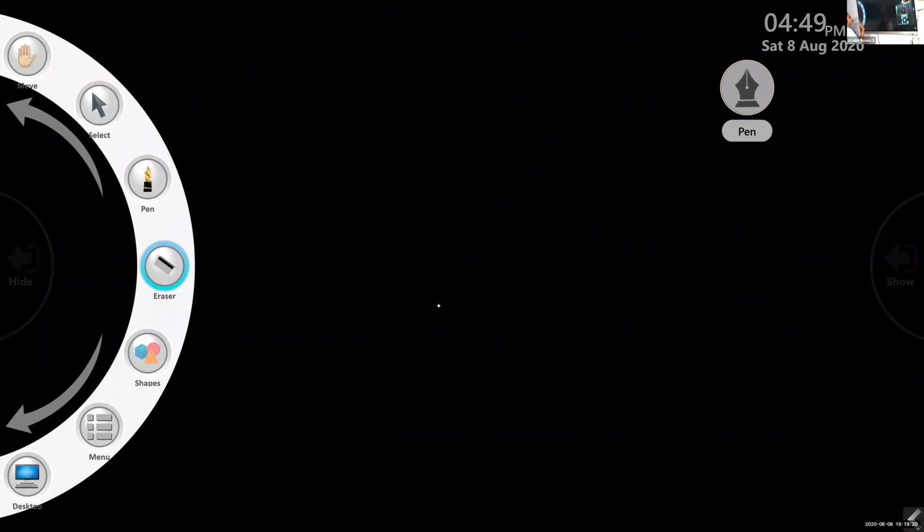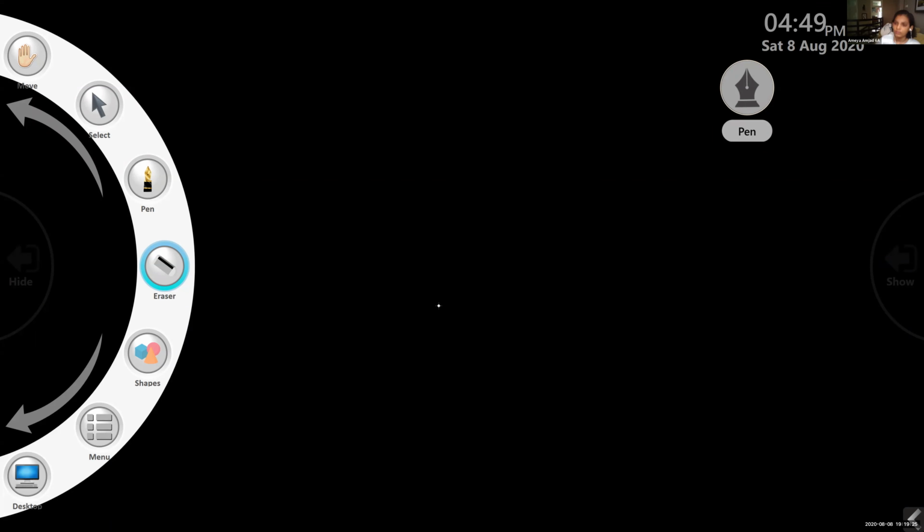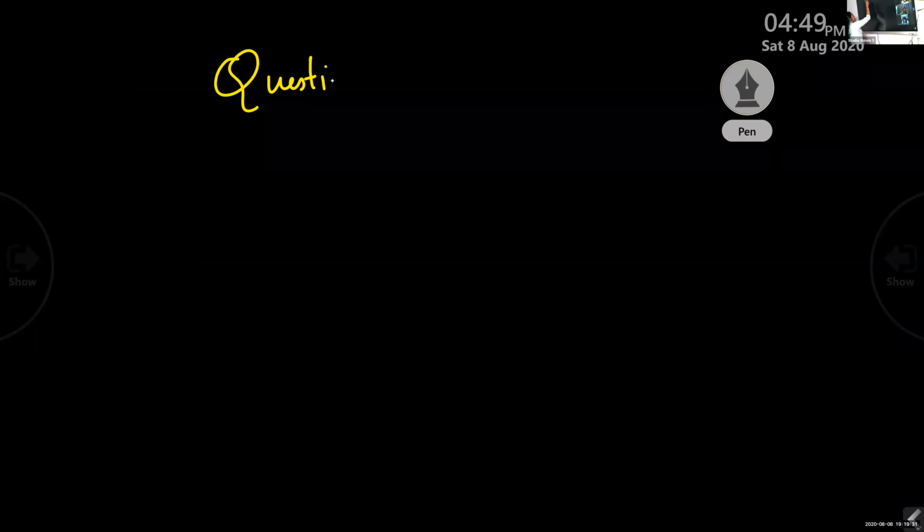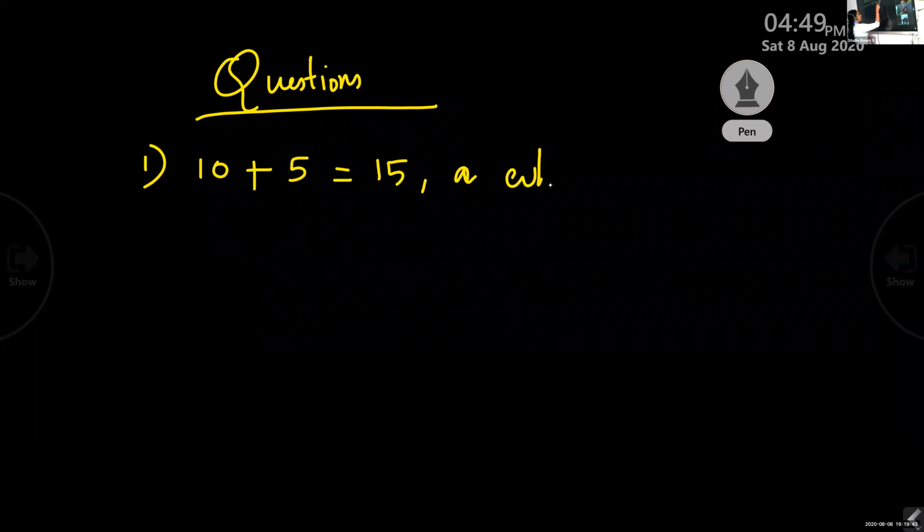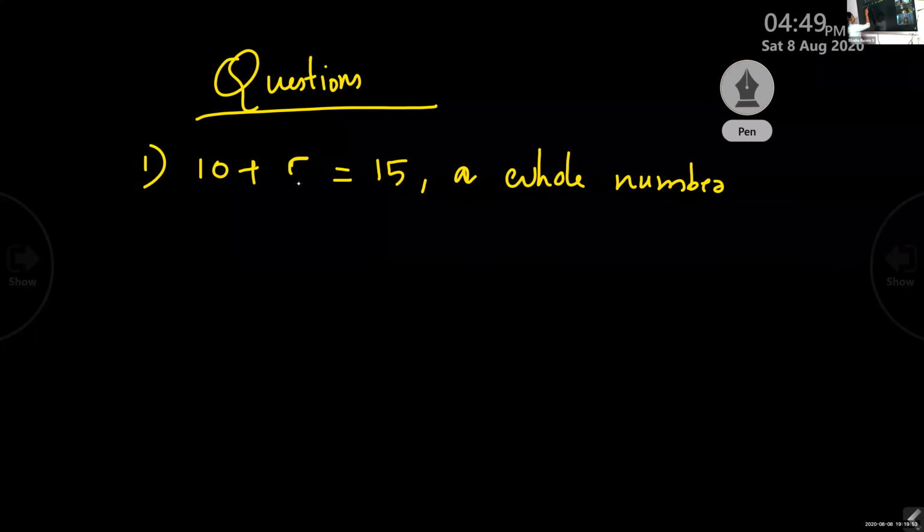Okay, children. You identify which property we are using here. I'll give one example. Questions. Write questions. All fill in the blanks. First one. 10 plus 5 equal to 15, a whole number. Listen children, write the property here. Write the property under this.